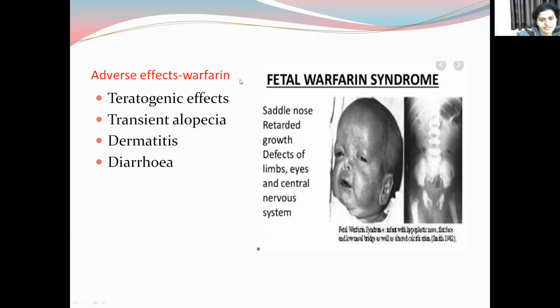So warfarin causes a teratogenic effect called fetal warfarin syndrome, which includes saddle nose, retarded growth, and defects of the limbs, eyes and central nervous system.